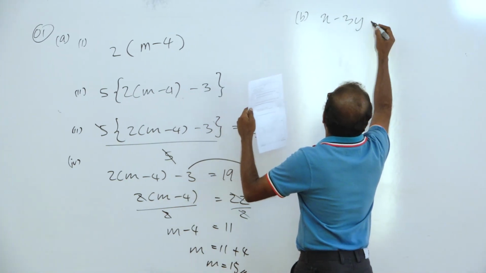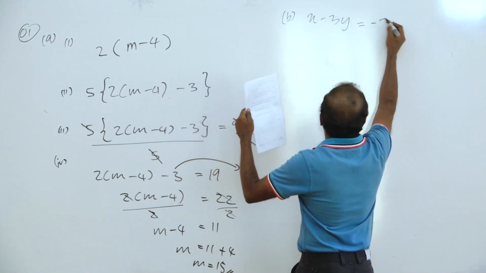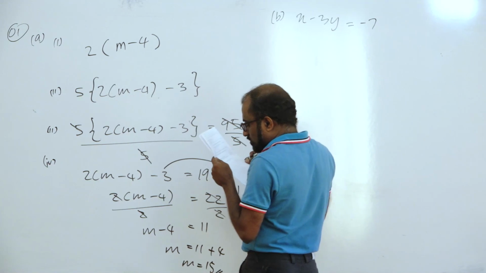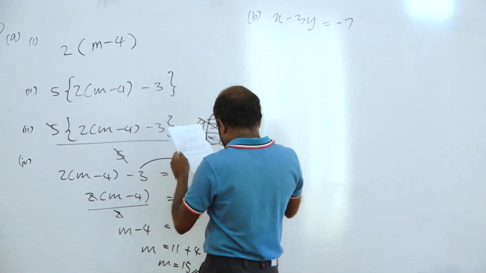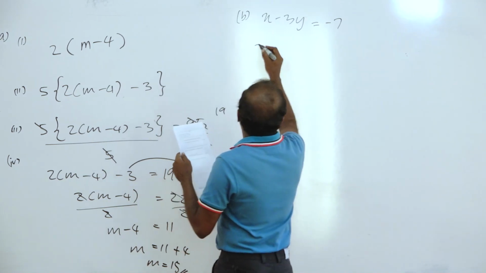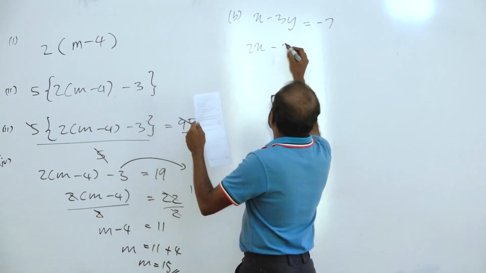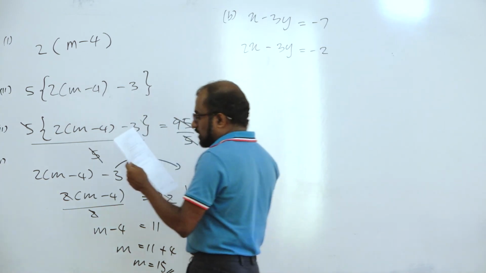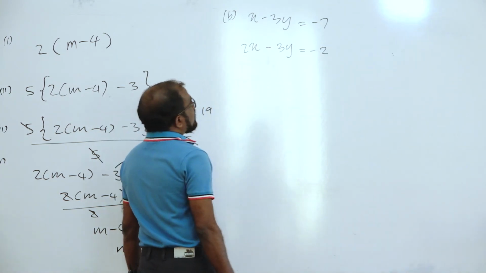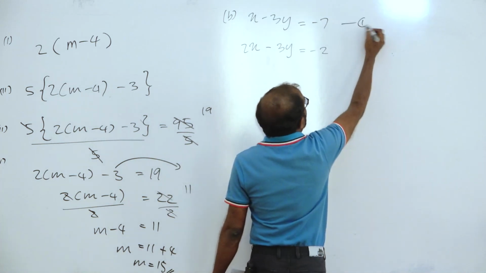Right, part B, I have given you a pair of simultaneous equations to solve. x minus 3y equals minus 7. Next one, 2x minus 3y equals minus 2. So these are the two simultaneous equations. We will number them as 1 and 2.